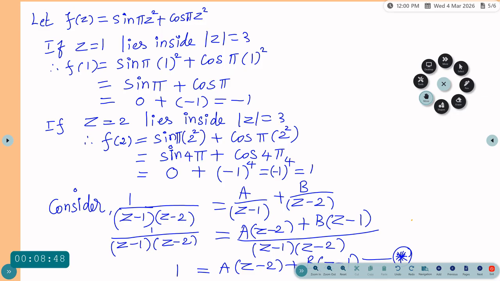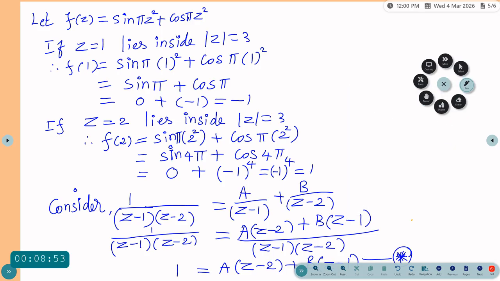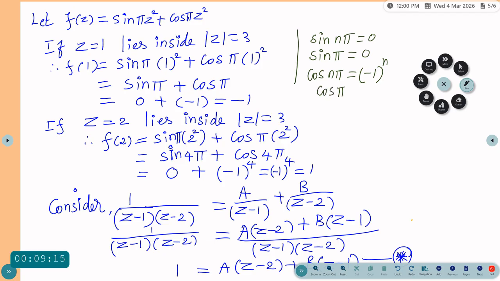Already we know that sin n pi value is 0, so here sin pi is also 0. But cos n pi value is minus 1 whole power n. Here cos pi appears, so cos pi means minus 1 whole power 1 equal to minus 1. So cos pi value is minus 1.